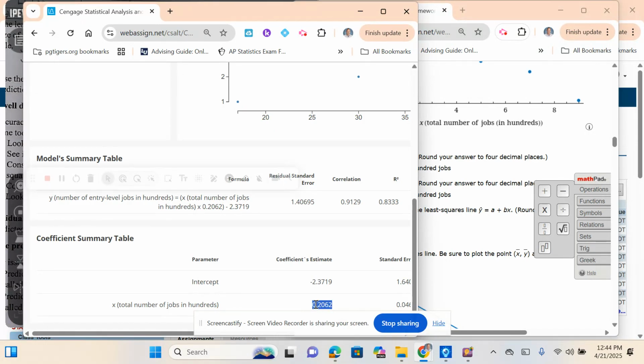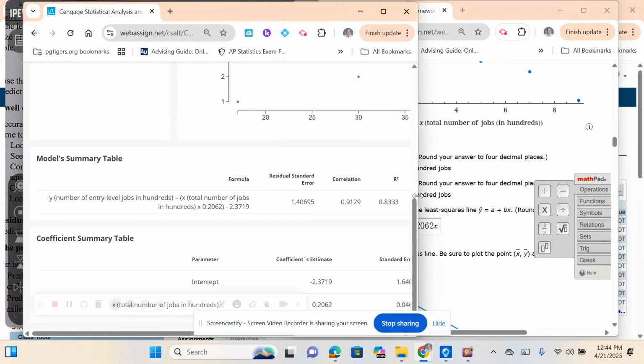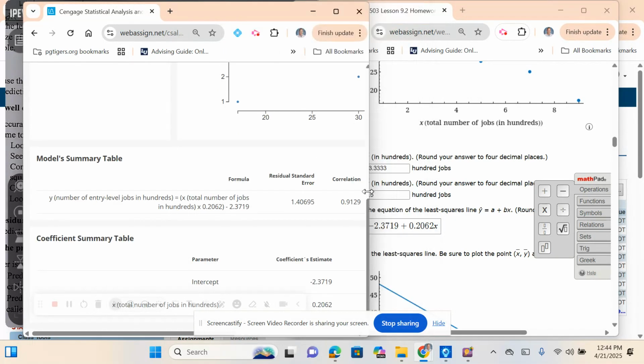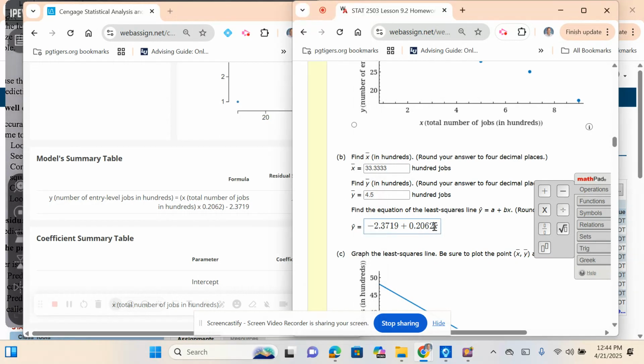So I'm going to copy this, Control C. I'm going to put plus here because it's positive. So plus, then Control V. And then I'll put x attached to this because that's the coefficient of x. Okay, I'll move just a moment. Let me move this back. So on this one, you put the y-intercept first plus this coefficient here, which is the slope, it's the coefficient of the x. So plus the coefficient, so 0.2062 times x.